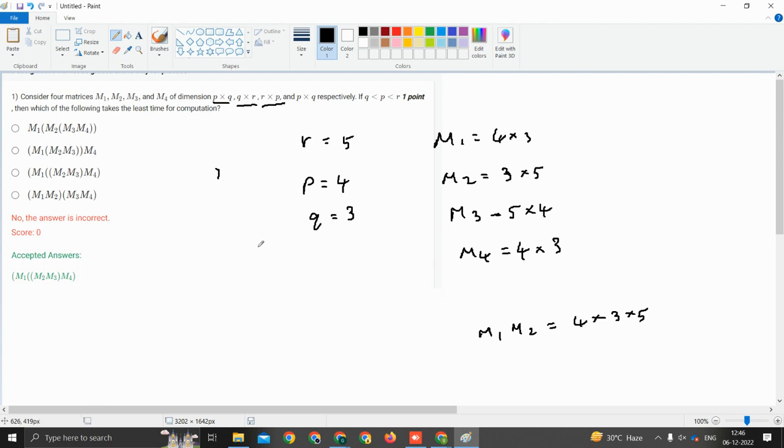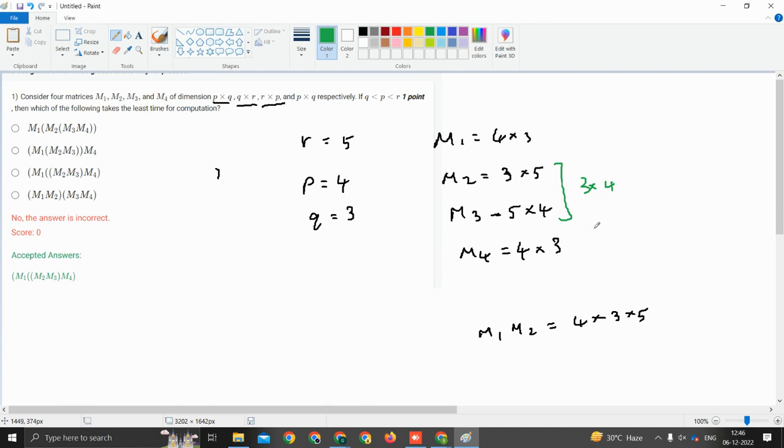No, actually I take it as a mathematical question, a matrix question. So here, in the reduction of the matrix, when we take M2 and M3, 3 cross 5 and 5 cross 4, then we get a matrix of 3 cross 4. Correct, you're right. It will become 3 cross 4.